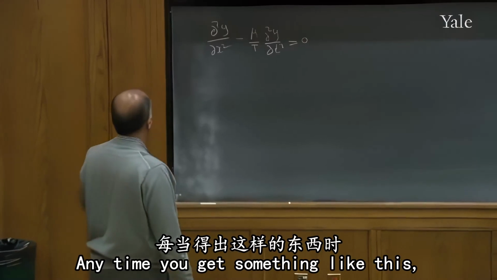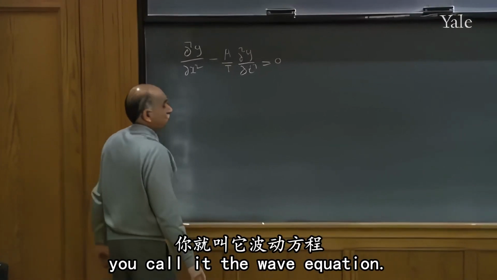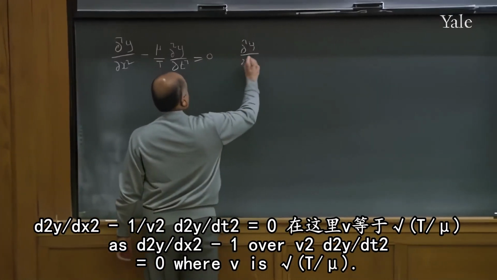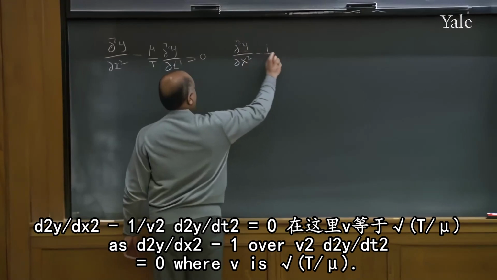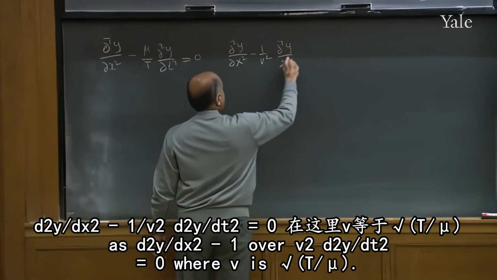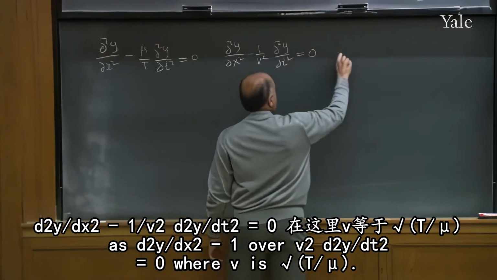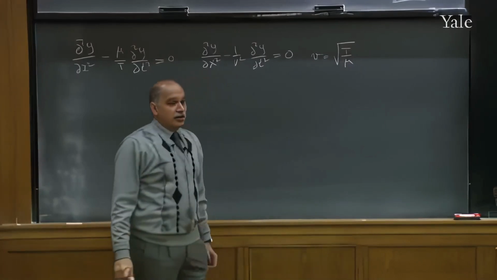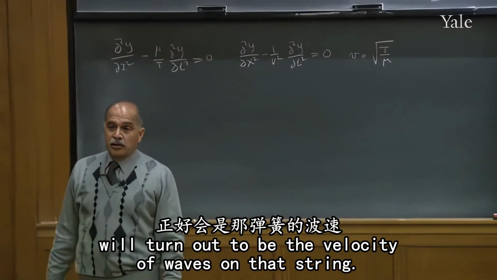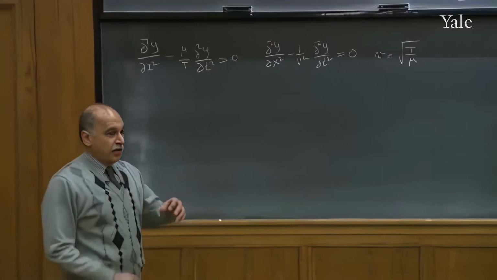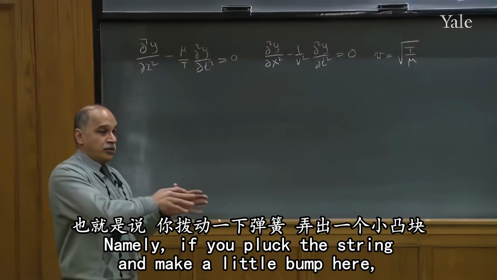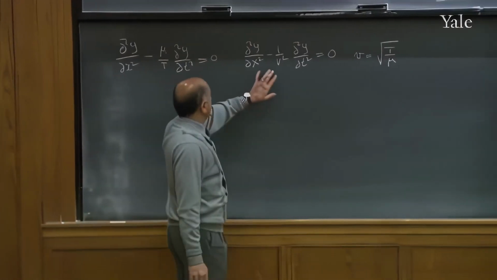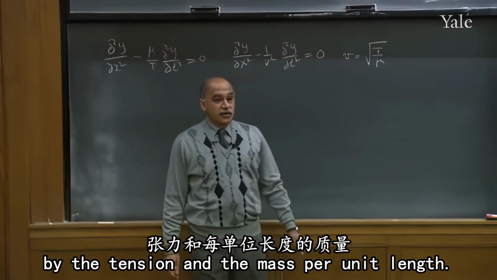Anytime you get something like this, you call it the wave equation. I'm going to write this as d2y dx squared minus 1 over v squared d2y dt squared equal to 0, where v is square root of T over mu. I use the symbol v because this will turn out to be the velocity of waves on that string. Namely, if you pluck the string and make a little bump here, let it go, the bump will move, and v is going to be the speed at which it moves. The speed of waves is determined by the tension and the mass per unit length.